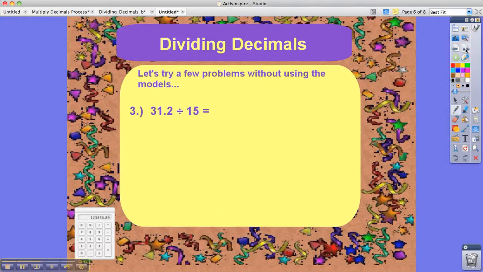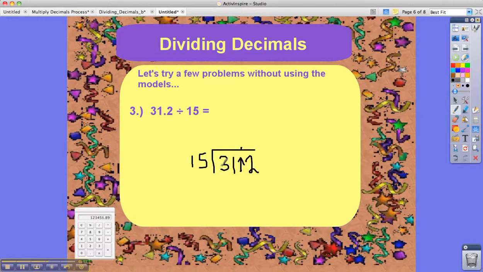Okay. I think we have time for one more example. 31 and 2/10 divided by 15. This one we're going to go a little faster because y'all should be getting the hang of it by now. 31 and 2/10 goes inside the house. 15 has to wait outside. Okay. We look at where our decimal is, bring it straight up, put it in our answer.